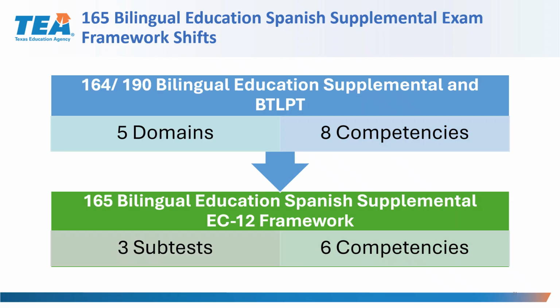At a glance, the 164 Bilingual Supplemental and 190 BTLPT exams included 5 domains and 8 competencies. The new 165 exam is made up of 3 subtests and 6 competencies. You'll be able to see as we review how some framework content has been organized into new subtests and competencies, and you will also notice more significant shifts in the overall content of the exam. This is reflective of the updated standards that are based on the current best practice in the field for serving our students who are eligible for bilingual education services.